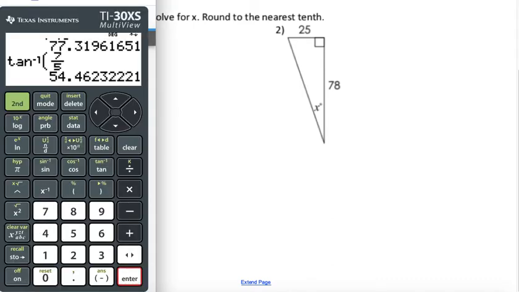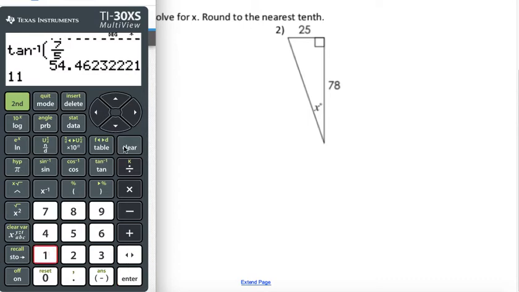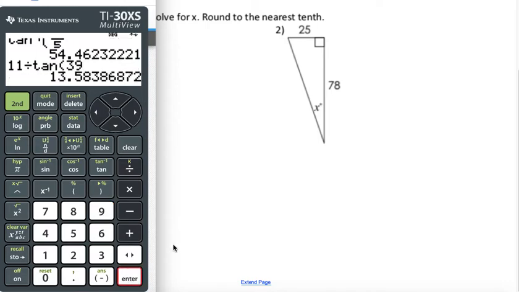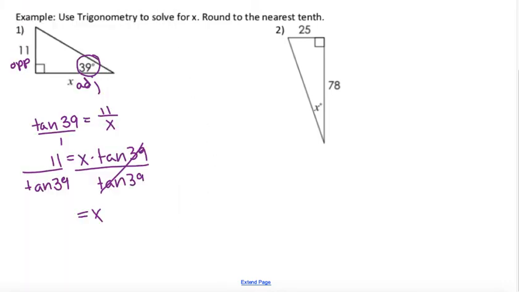So now I will take 11 divided by tangent of 39. Let's see, tangent of 39. And we're back to what we've done the previous days. And we get 13.6 for our missing side length.